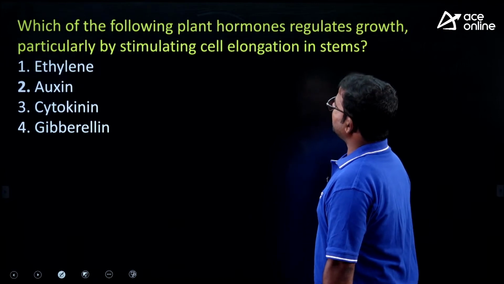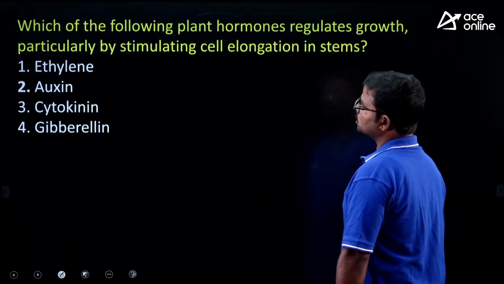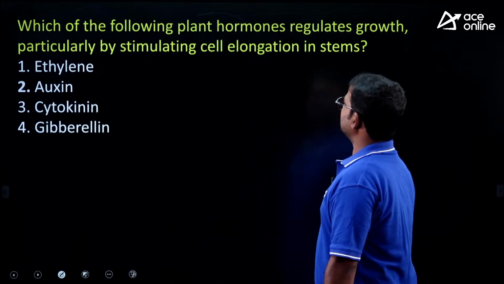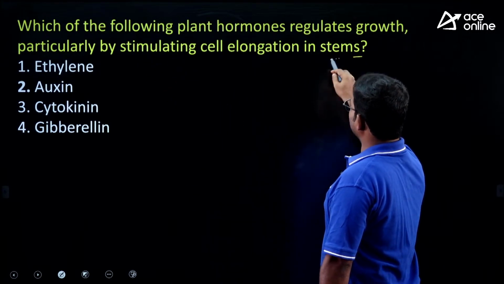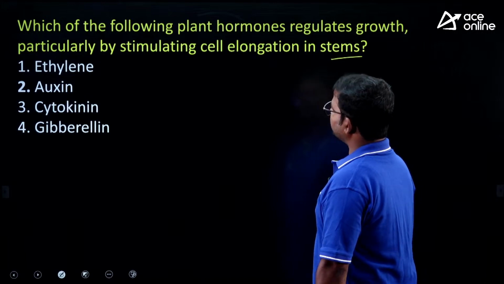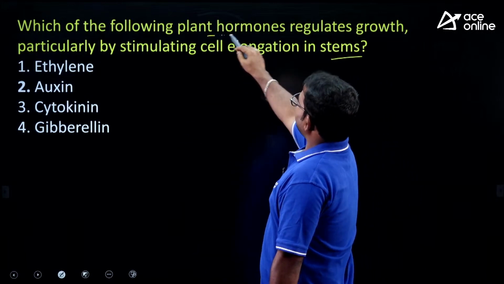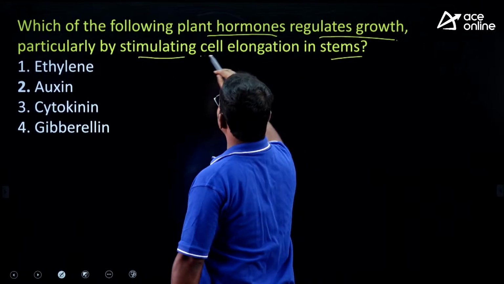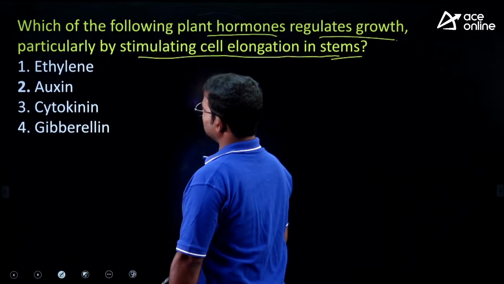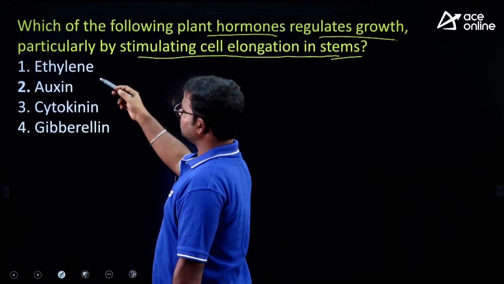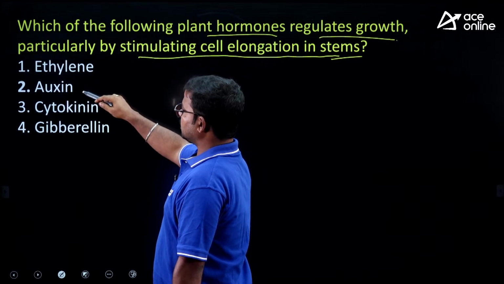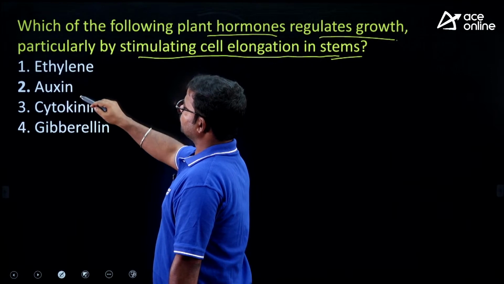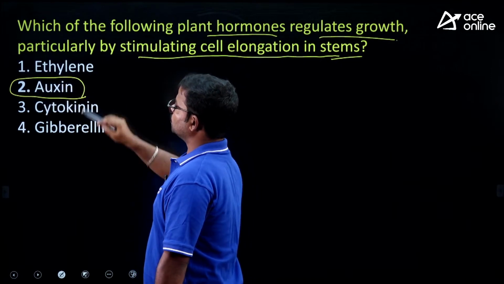Which of the following plant hormones regulates growth, particularly by stimulating cell elongation in stems? Okay, so here they mention ethylene, auxin, cytokinin, gibberellin. So we have to consider option 2, auxin.